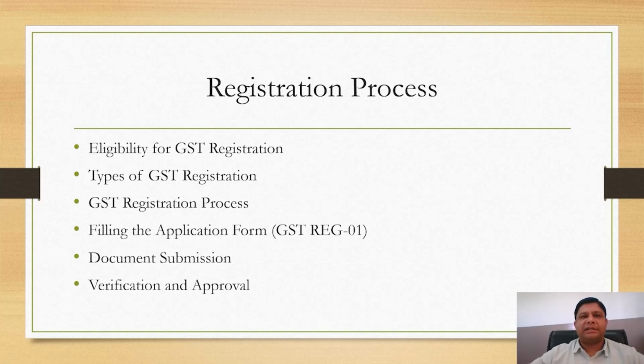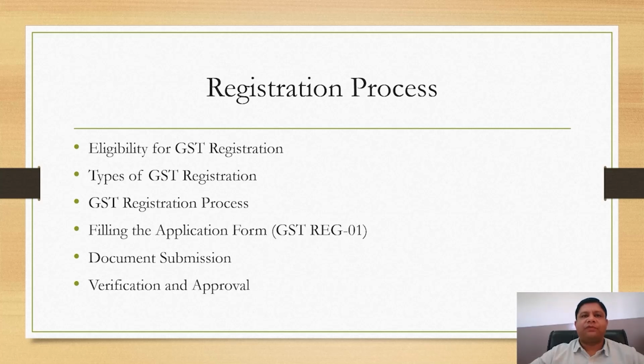After initiating the registration process, the applicant needs to fill the GST registration application form, that is GST REG-01, with the required details. The form includes information such as business name, address, types of business, bank account details, goods or services supplied, etc. Fifth point, document submission.